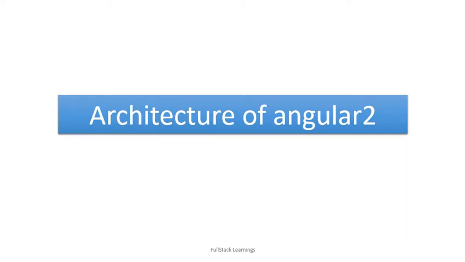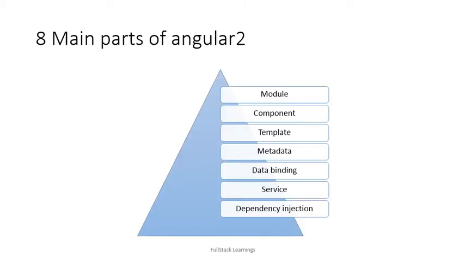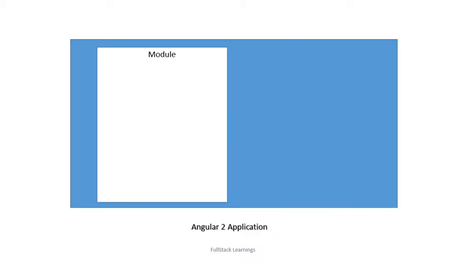Hello, in this tutorial we will learn about the architecture of Angular 2. As previously discussed, there are 8 main building blocks of an Angular 2 application, and these are module, component, template, metadata, data binding, directive, services, and dependency injection. Now let's take them one by one. First is module.